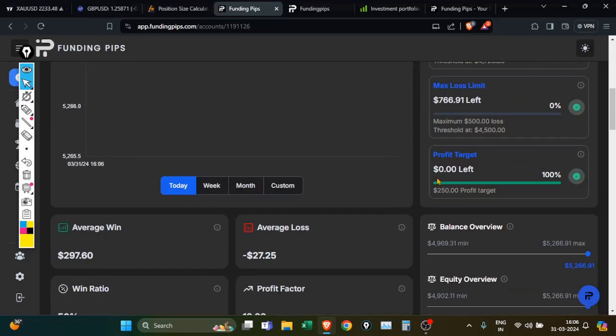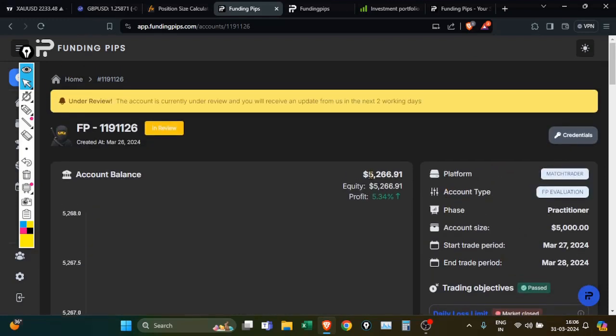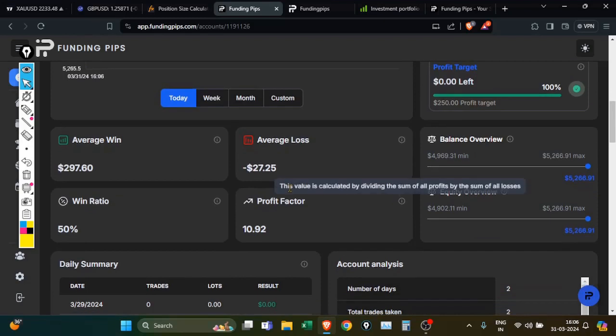Here you can see in the practitioner phase only 5% of the account is the profit target. So $250, and I had achieved it. You can see over here my equity $5,266. That is 5.34%. So I passed that challenge also. Here you can see all the stats.